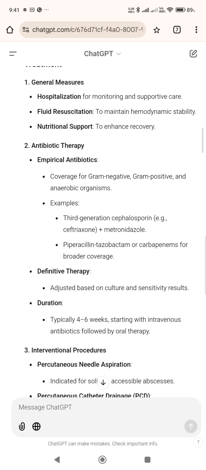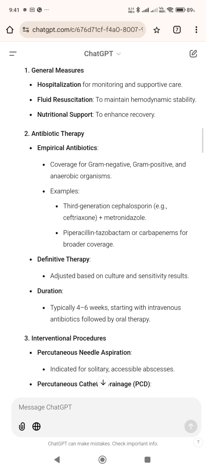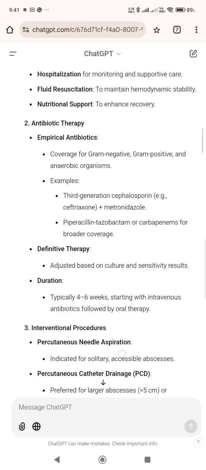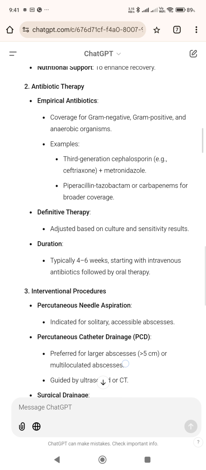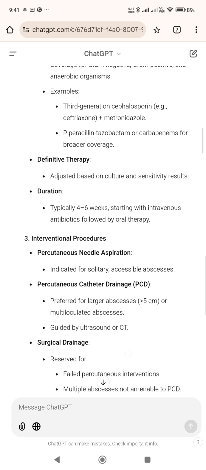2. Antibiotic therapy. Empirical antibiotics: coverage for gram-negative, gram-positive, and anaerobic organisms. Examples: third-generation cephalosporin, e.g. ceftriaxone plus metronidazole, piperacillin-tazobactam, or carbapenems for broader coverage. Definitive therapy: adjusted based on culture and sensitivity results. Duration: typically 4 to 6 weeks, starting with intravenous antibiotics followed by oral therapy.